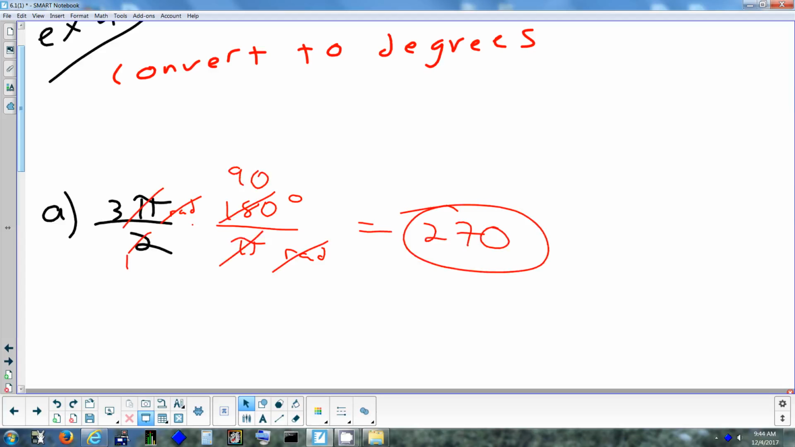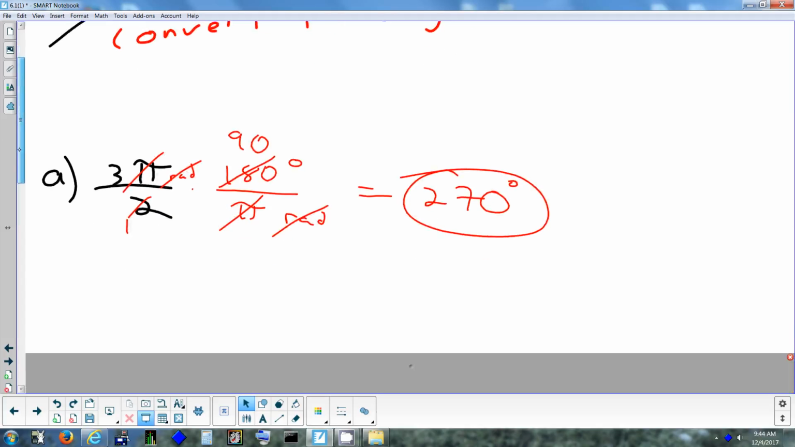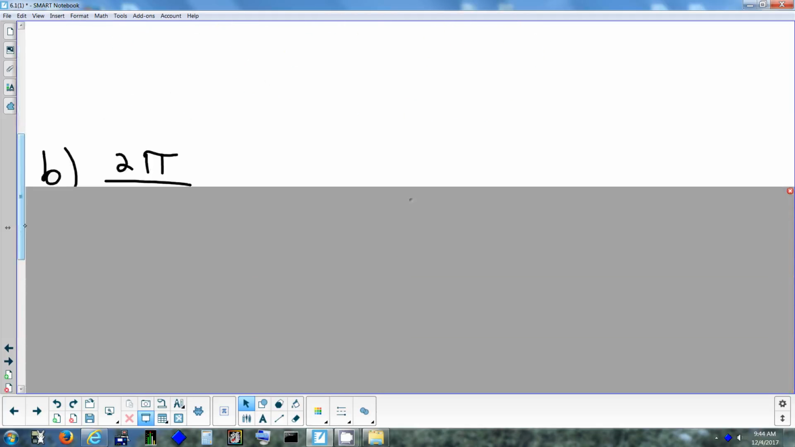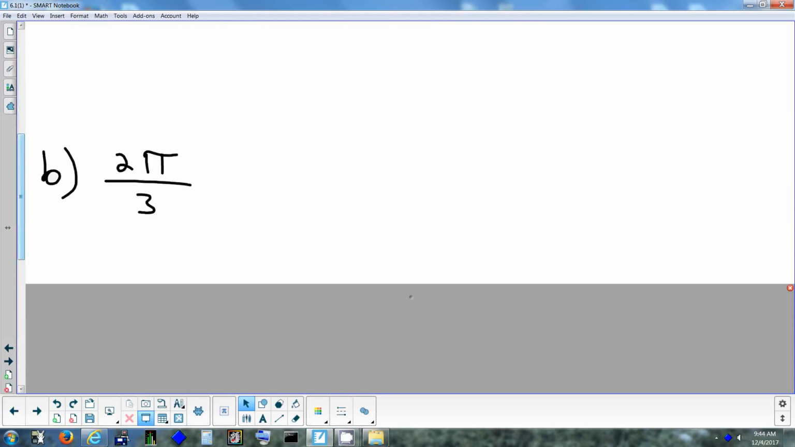What if I just wrote that as my answer? It's 270 radians. Very, very different than 270 degrees. It's like saying 12 feet versus 12 inches. It's totally different. Okay, any questions on it? Let's try this one.